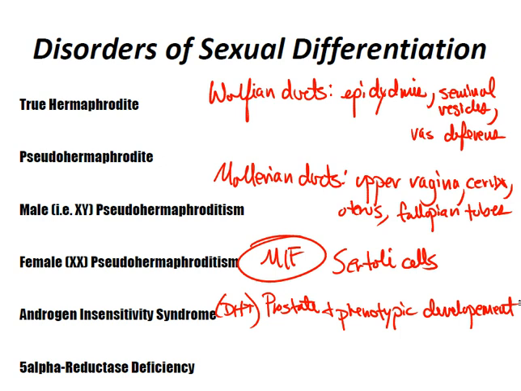So an absence of a Y chromosome leads to a default female differentiation. So the germinal tissue becomes the ovaries. The Wolffian structures undergo what? Apoptosis, and the Müllerian structures develop. It's really that simple. So now let me erase this and we'll talk about each one of these.